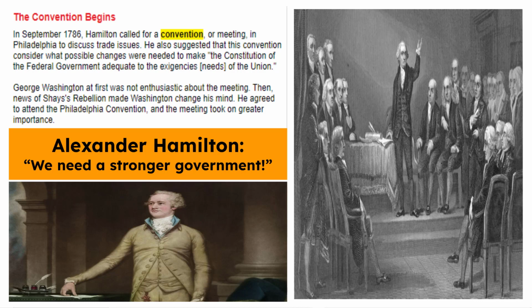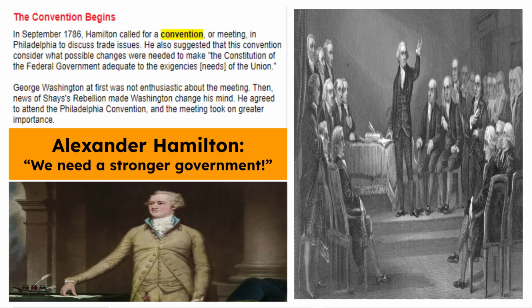Question number 2. What does the word convention mean? That is a meeting. Question 3. What founding father, who you saw fight for Washington in the crossing, voted for a convention in Philadelphia to make changes in the Articles of Confederation? That is Alexander Hamilton.